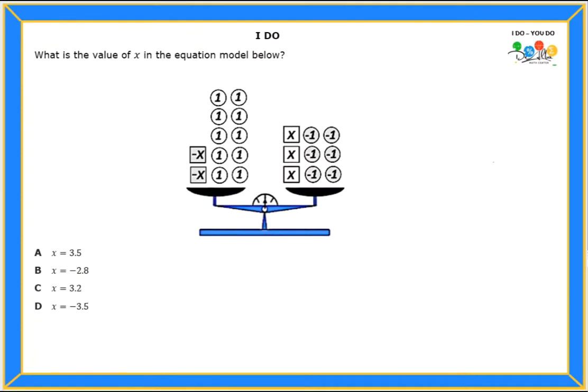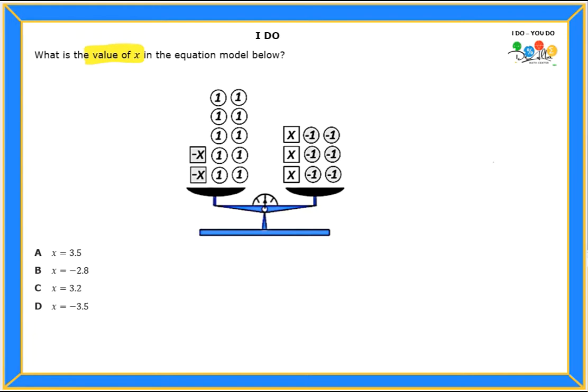Hello students, let's read the problem. It says, what is the value of x in the equation model below? Okay, so I'm looking for the value for x. Now the only difference is that now I don't have an equation. They're giving me a model, right?